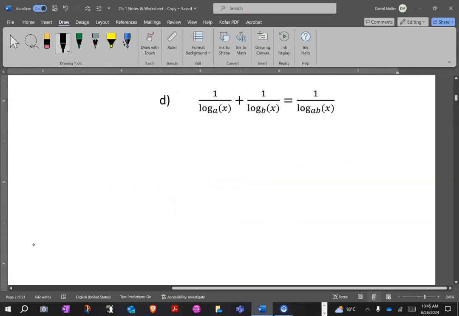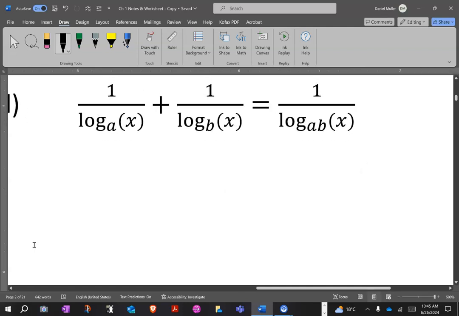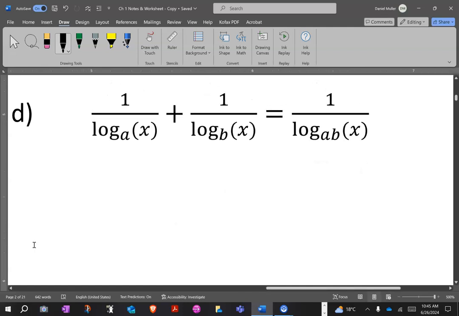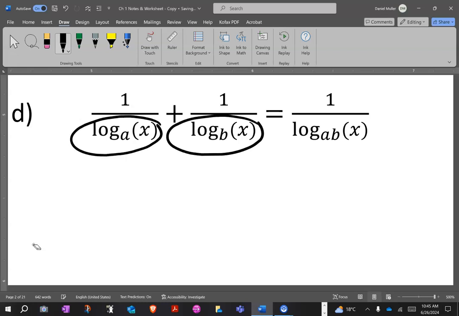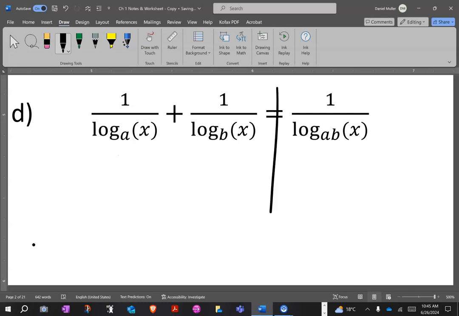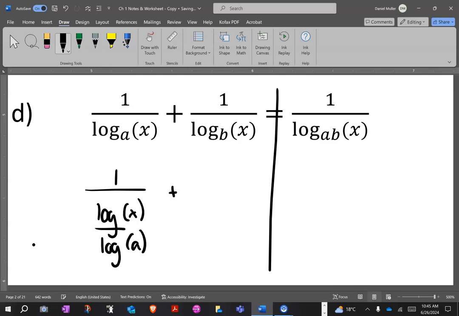Okay, lastly, we have this one. This is actually the most complicated. I'm going to have to go through it fairly quick here. But it's essentially the same thing. We're going to do a change of base on both of these. So I'm going to pick the more complicated side, the left side, and I'm going to do a change of base. So log of x over log of a plus 1 over log of x over log of b.